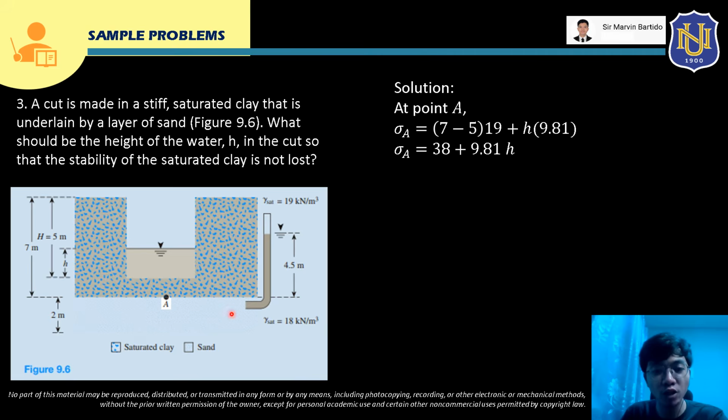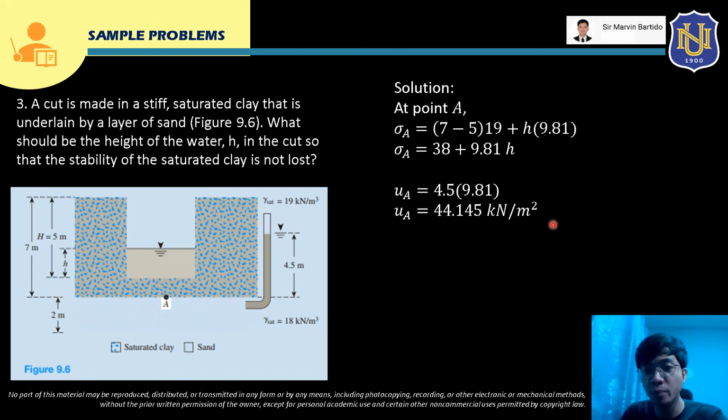Now for the pore water pressure at A, class, the height we look at is the height in our piezometer. So for the pore water pressure at point A, the height is 4.5 and the unit weight of water is 9.81. So our pore water pressure will be 44.145 kilonewton per meter squared.